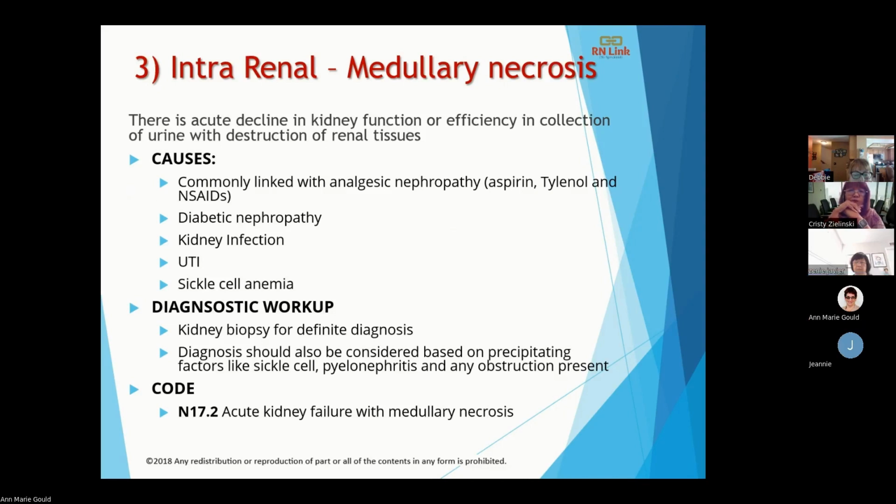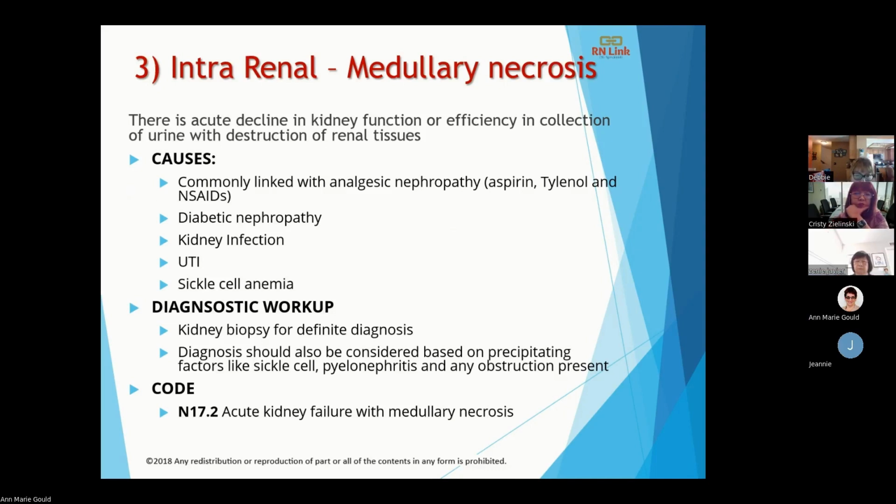Diagnosis, again, is based on kidney biopsies, so it's really important that you have that information. But also, you can consider your sickle cell diagnosis, your pyelonephritis, and any obstruction present may also help to capture the acute medullary necrosis based on the doctor's documentation and your workup. Yeah, so if they document it and there was no biopsy, we cannot code that, because the only way to confirm it is with biopsy.